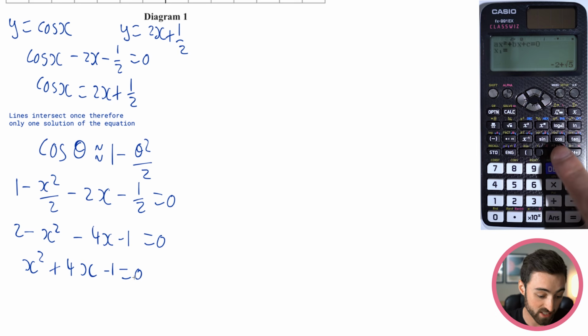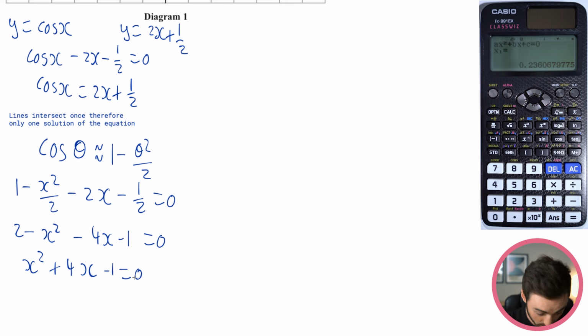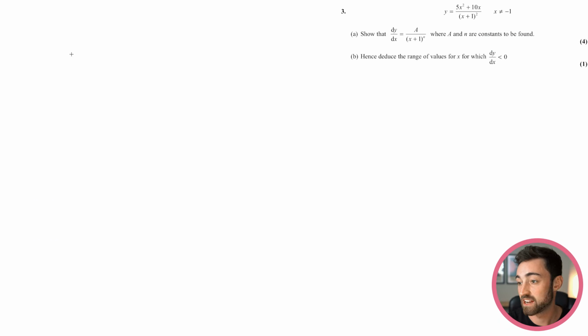So the first one, it says it's minus 2 plus root 5, which is going to be a positive number. So that is going to be 0.236 to 3 decimal places. And then press equals again, we're going to get the other one, but we are going to see that this thing here is negative, and we can see from the diagram that alpha is positive. So this is the value that we care about. And we are good.